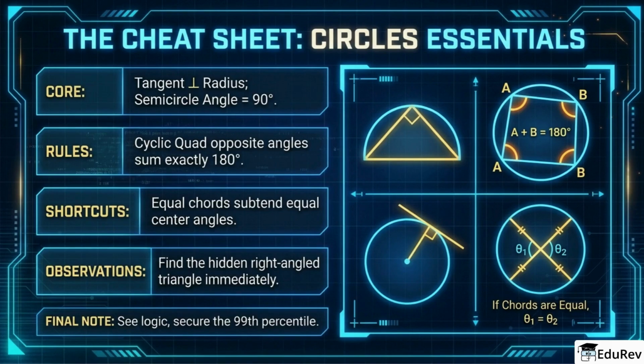The final note is exactly the right mindset for CAT. Do not just look at the circle, command it through logic. That is how this topic becomes a reliable scoring area instead of a time trap.